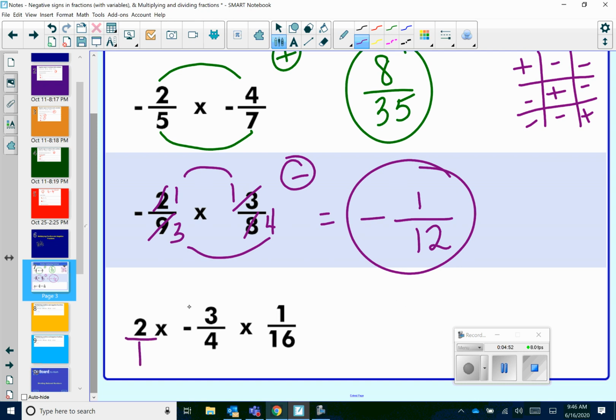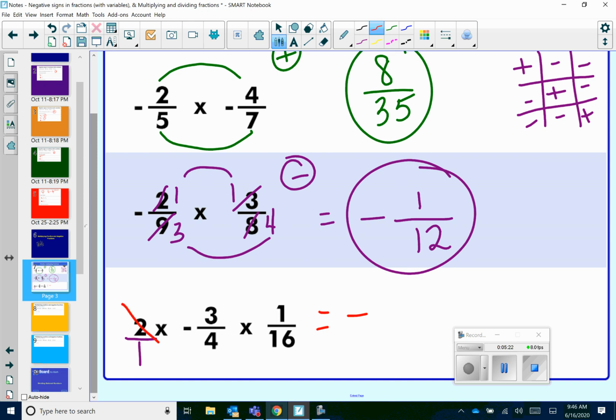And then I've got 1 negative, which is an odd number of negatives, which means our answer is going to stay negative. And then the last thing you want to do is to see if you can cross simplify anywhere. Now, looking here, I can't cross simplify with 3 and 16, but I can cross simplify with the 2 and the 16. Even though they're separated by this fraction in the middle, since the 2 is on the top and the 16 is on the bottom, I can still cross simplify them.